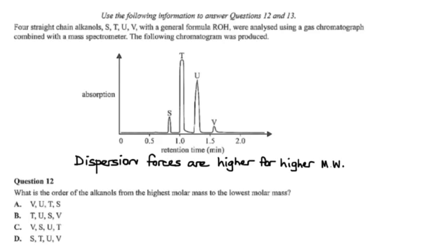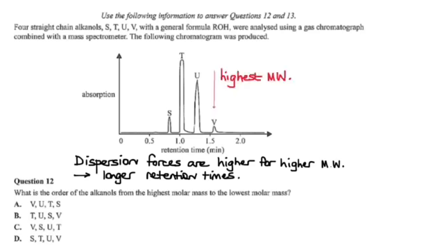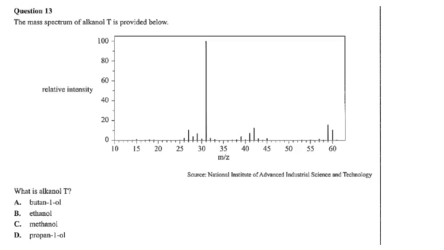You know that the dispersion forces are higher for the higher molecular weight molecules, and therefore they result in longer retention times. So this one has the highest molecular weight, that one has the lowest molecular weight. Therefore, in order from the highest molar mass to the lowest will be V, there at the highest end, then U, then T, then S, which looks like option A to me, doesn't it?